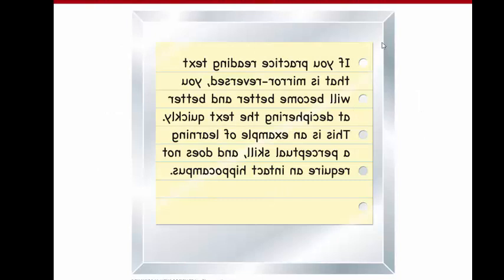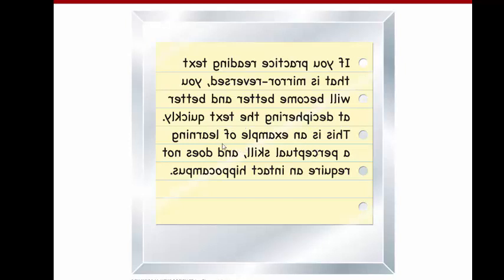Another example of a skill that people can learn is reading mirror reversed text. So I'm going to give you a second to try to read this. I don't know how easy this task is for you. Of course, I've taught this class before. I've done this a couple times, but if you practice reading text that is mirror reverse, you will become better and better at, that's a difficult one, deciphering the text quickly.